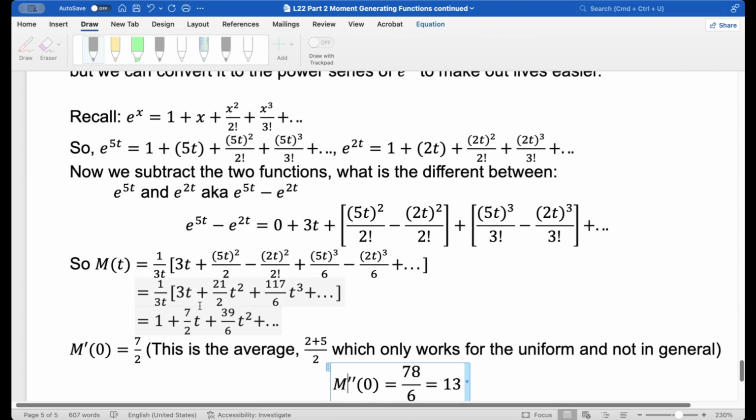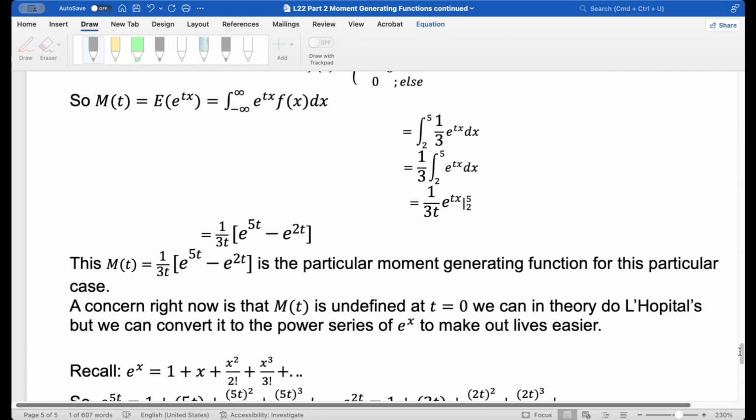And then we can see right away from either the derivative or power series, this coefficient is telling us that M prime of 0 is 7 over 2. For a uniform distribution, the mean is a plus b over 2, so 2 plus 5 over 2, 7 over 2. Again, 2 and 5 were the endpoints of the interval we were working on here.